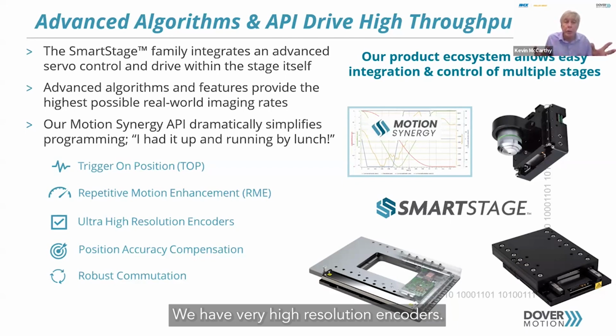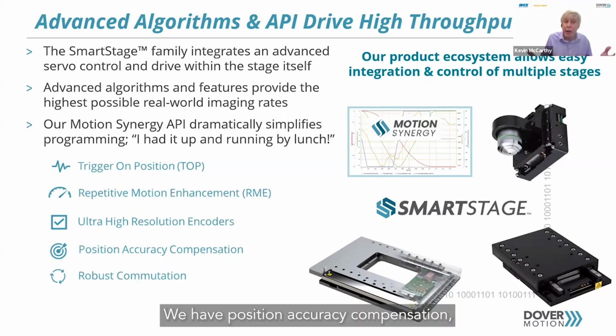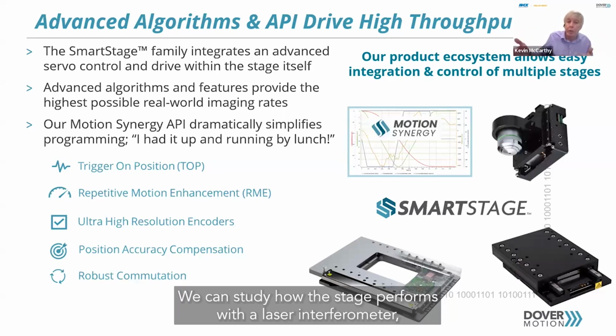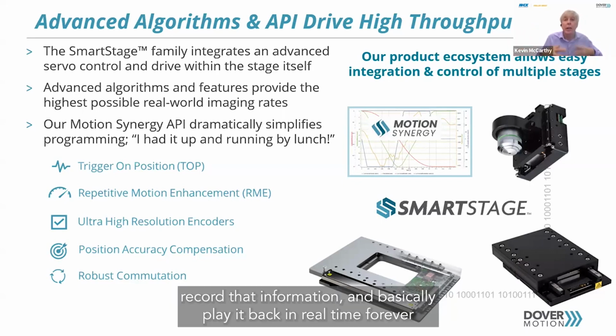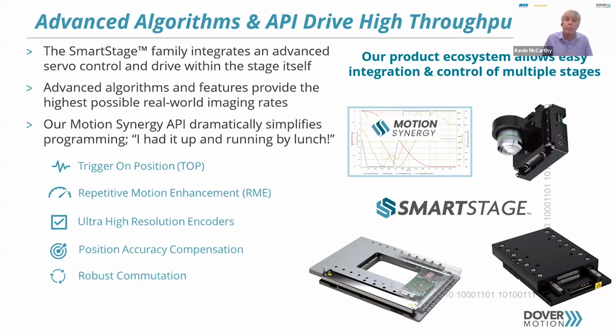We have very high resolution encoders. Our latest Dover Motion Ultra encoder, the resolution is 305 picometers, which is essentially 1 aluminum atom. We have position accuracy compensation, which means that we don't have to make a perfectly accurate stage. We can study how the stage performs with a laser interferometer, record that information, and basically play it back in real time forever after, making a very precise stage without driving a lot of cost into it.